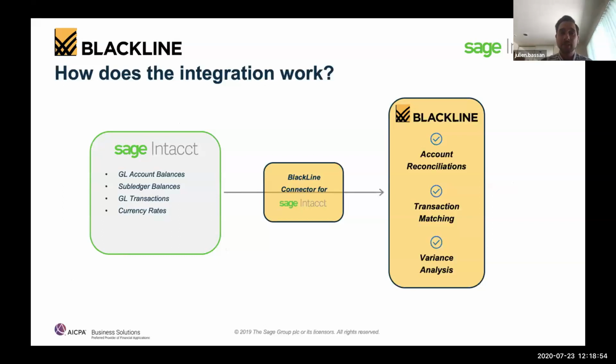We have a connector that's able to bring in data from Intacct directly into Blackline. So we capture things such as GL account balances, subledger balances, GL transactions, and currency rates. And by feeding that data into Blackline, we're able to start automating the account reconciliations. We can start matching high volumes of transactions, and we can also perform variance or flux analysis on a lot of those activities.